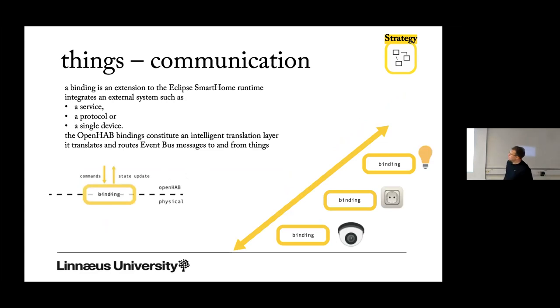So, things communication. Then the second one here is that we use bindings, and this is the abstraction. Remember, we had the thing here, and for each thing, we create a binding, which is, so to say, the endpoint for the communication from the platform side. So the platform never communicates with the device or the thing, it communicates to the binding, and the binding forwards the communication to the thing or back.